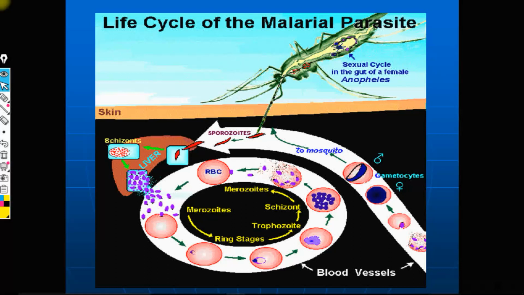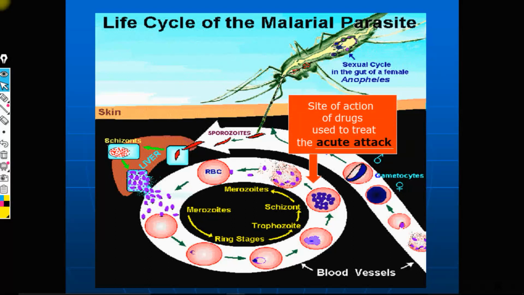Now we will move to the classification of anti-malarial drugs. We will first start with the drugs which are used to treat the acute attack, and these are called blood schizonticidal agents. Why are they called schizonticidal? Because they are killing schizonts.